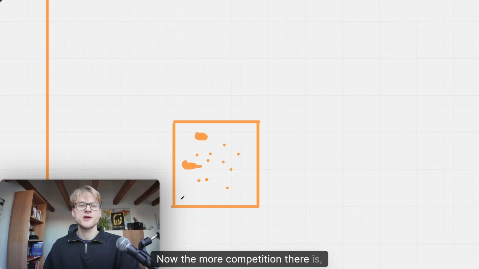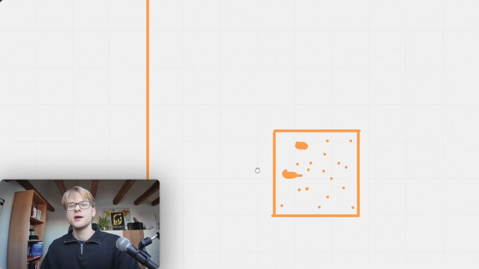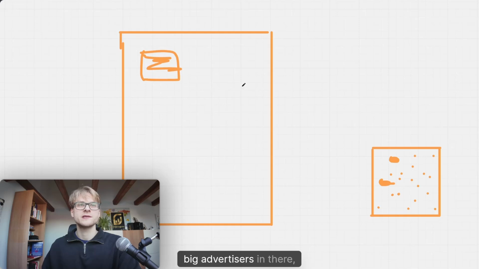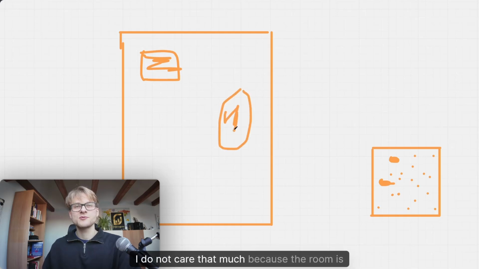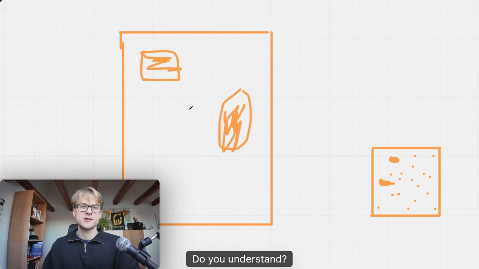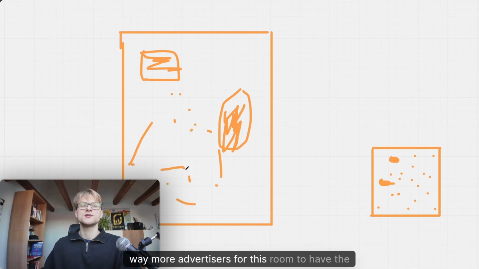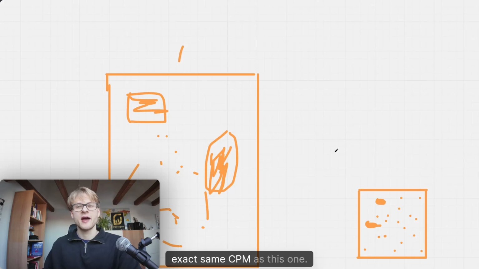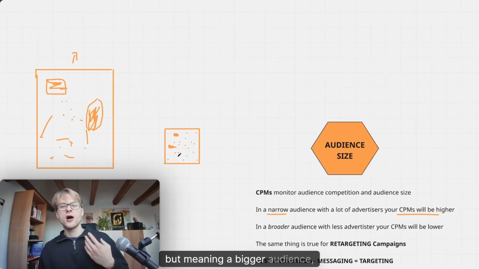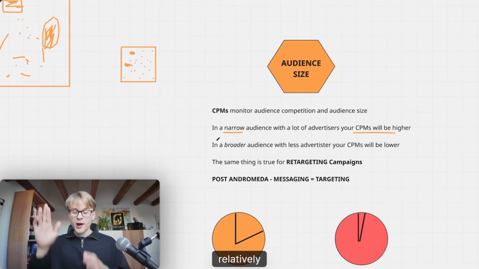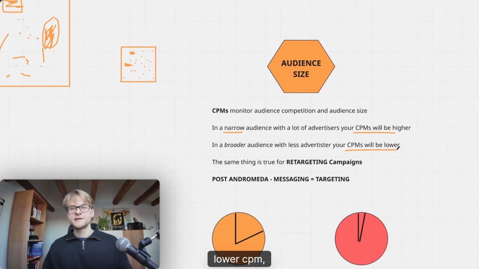Now, the more competition there is, the less space there will be left for you and the higher your CPMs will be. For example, if here would be a lot of competition with some big advertisers in there, I do not care that much because the room is bigger, okay? You understand? So there must be proportionally way more advertisers for this room to have the exact same CPM as this one, but for the sake of its size, it won't have. Meaning a bigger audience, a broader audience, okay, with less advertisers, relatively, will get you a lower CPM, okay?